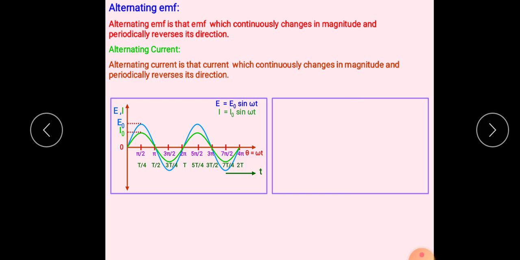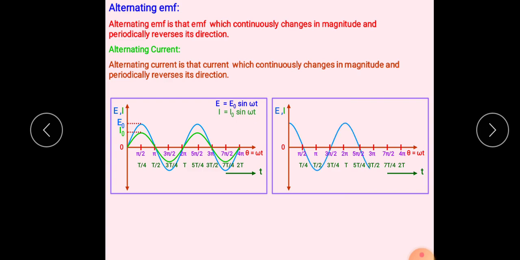Let us see if EMF is expressed in terms of cos omega t. Then in that case the graph looks like the second one, and E is E naught cos omega t and I is I naught cos omega t. Remember one thing, in both the graphs electric current and EMF both change in accordance. That means they are said to be in phase.